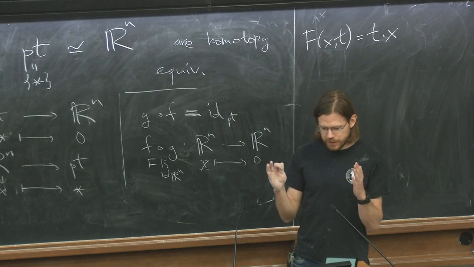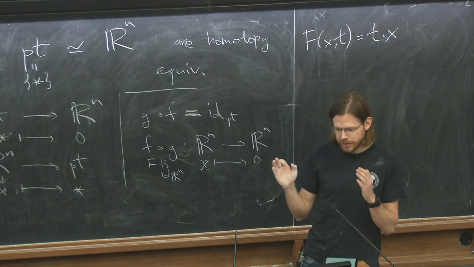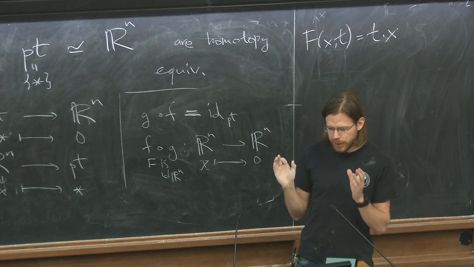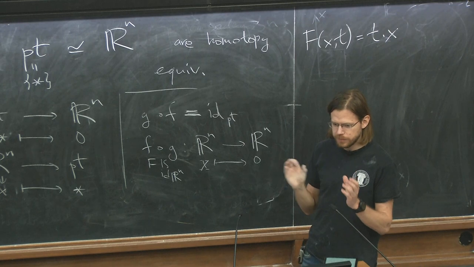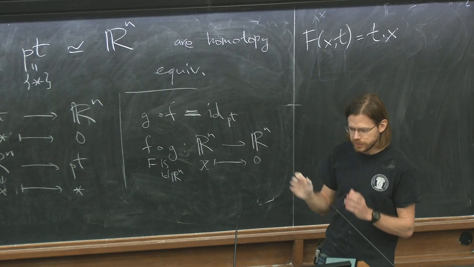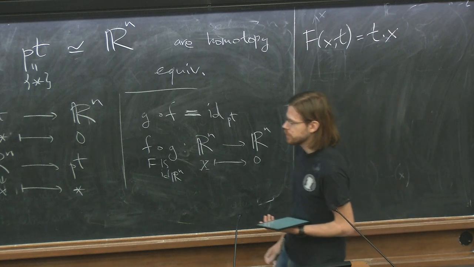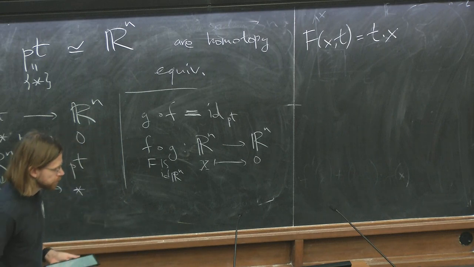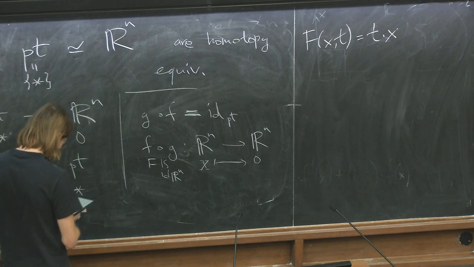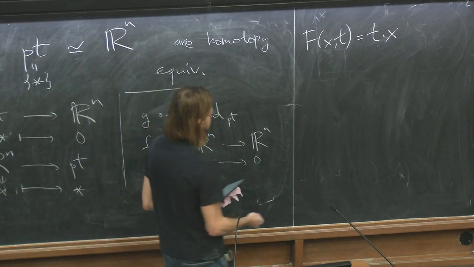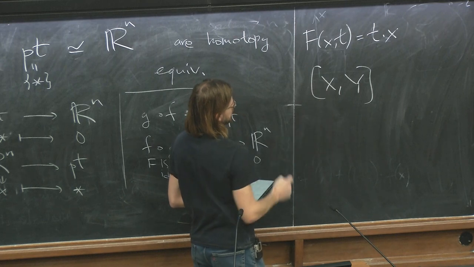In principle, you can consider what we considered before: the collection of all maps between a pair of topological spaces, and consider the homotopy classes of these maps. This quotient also depends only on the homotopy equivalence class. If you change X or Y by a homotopy equivalent space, the result is not going to change.